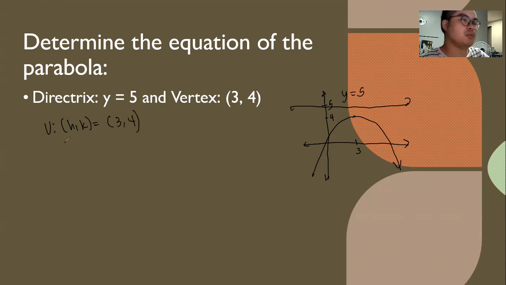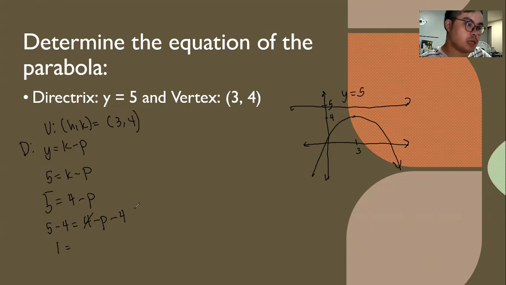Then what are we going to do is, we are going to state the directrix y equals k minus p. So now we're going to substitute. So yung y natin is 5, then yung p, then our k is 4, then minus p. Then we're going to solve for p by subtracting both sides by 4. So canceling, it will become 1 equals negative p, then p is equal to negative 1.